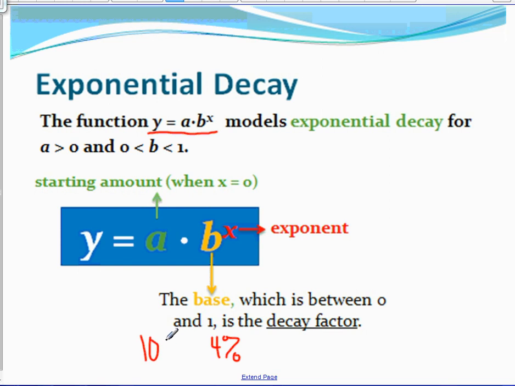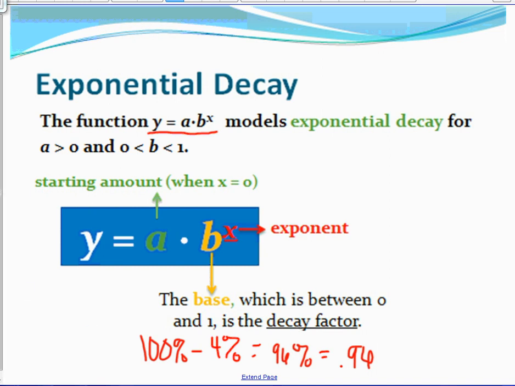100% minus that 4% to get me 96%, which I could turn into 0.96. Which, if you notice, is different than when we have an exponential growth, because normally we were adding 100% plus the 4%. In this case, we're subtracting because it's a decay, right? And x is the exponent, and in this particular case, usually it has to do with time.